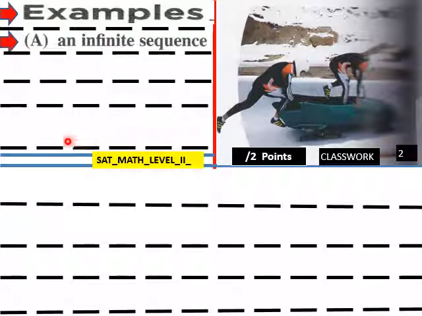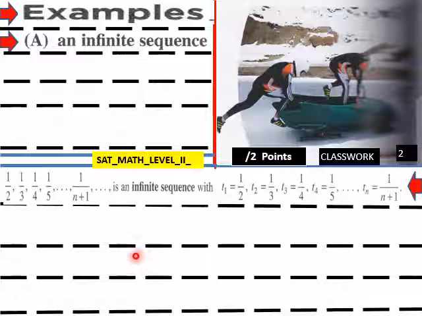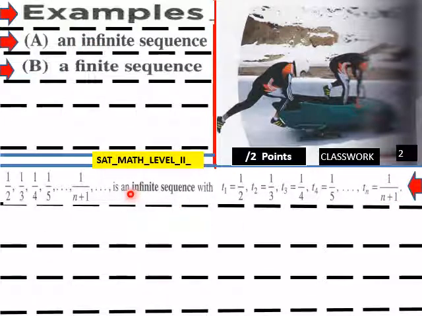Examples: we have an infinite sequence. An example of an infinite sequence would be 1/2, 1/3, 1/4, and so on, up to 1 over n plus 1. We add 1 to each value of our denominator. This is an infinite sequence with term 1 being 1/2, then term 2, term 3, term 4, up to term n, which equals 1 over n plus 1.